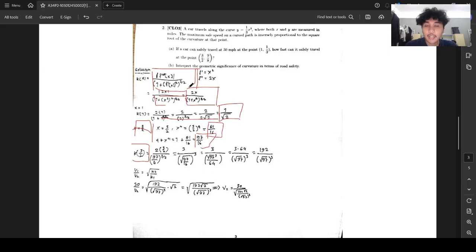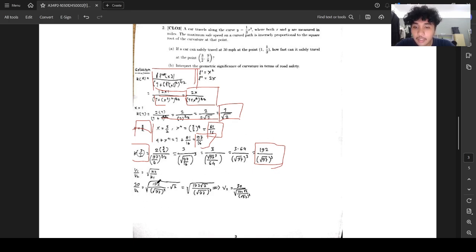So here we're gonna put this formula into this, and we got 192 over root of 97 cubed. So after this we're gonna find the geometric certificate curvature term road safety. So we know that v1 over v2 is equal to root of k2 over k1. So here we already get k1, k2 and k1.